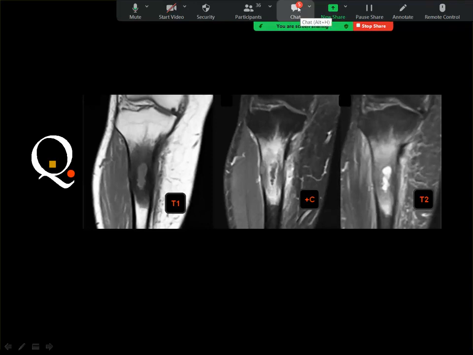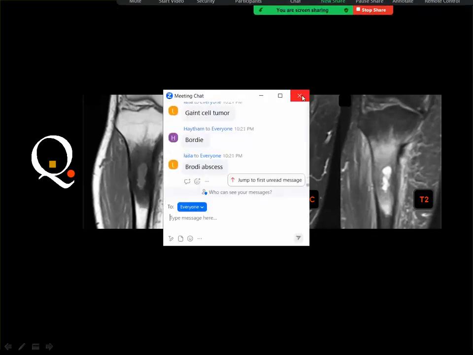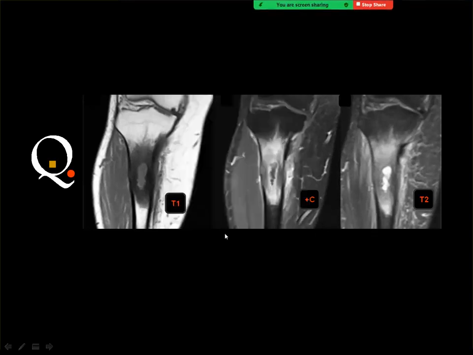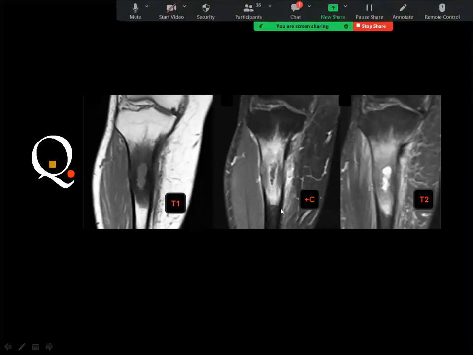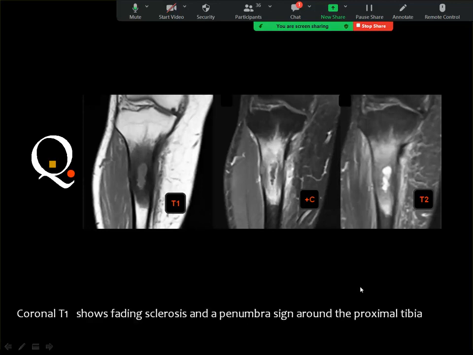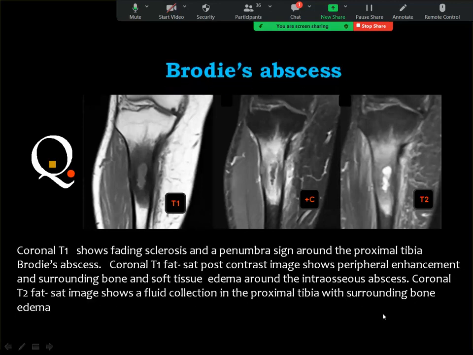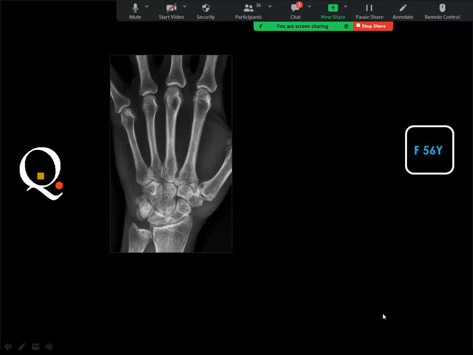And this is MRI of the, yes, and the answer is good. This is Brodie's abscess. T1, T1 with contrast fat sat, and this is T2 weighted image, and you have an intramedullary abscess with surrounding bone marrow edema, and you should remember that bone marrow edema of whatever etiology will enhance with contrast material. This is a classic appearance of Brodie's abscess.